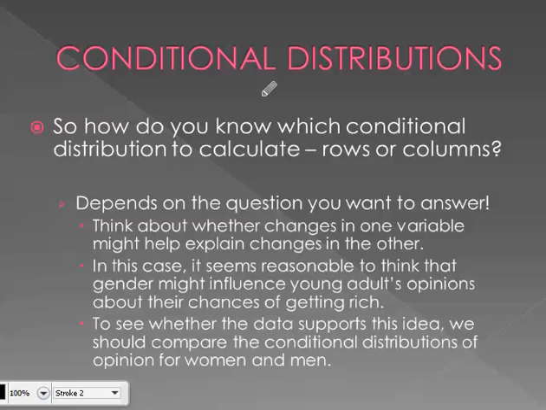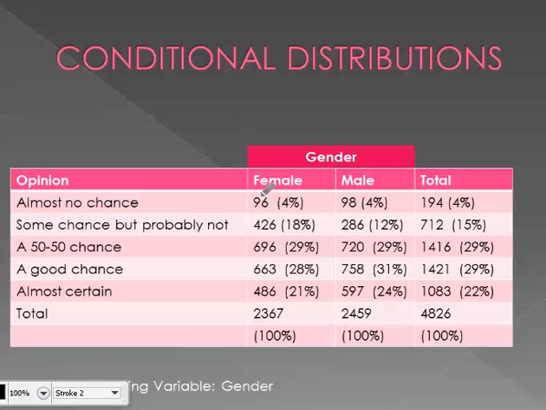So how do you know which conditional distribution to calculate? By rows or by columns? It depends upon the question you want to answer. Think about whether the changes in one variable might help explain changes in the other. In this case, it seems reasonable to think that gender might influence young adults' opinions about their chances of getting rich. To see whether the data supports this idea, we should compare the conditional distributions of opinions for women versus men. Okay? So what we'd do there would be the row calculation. The column calculations there.